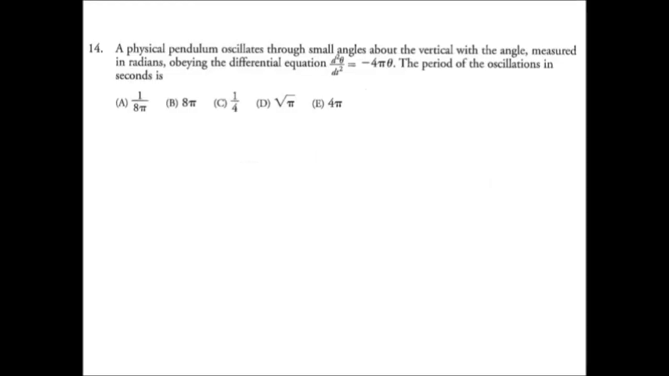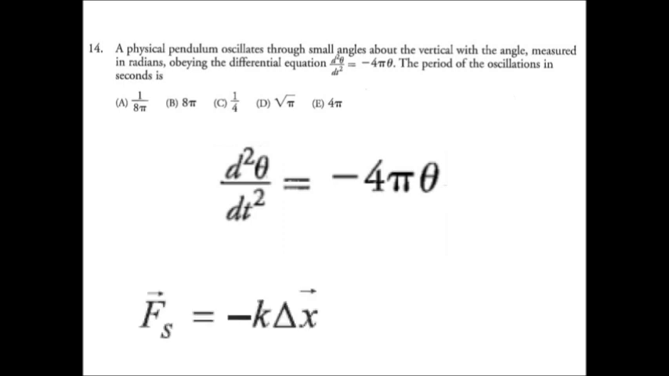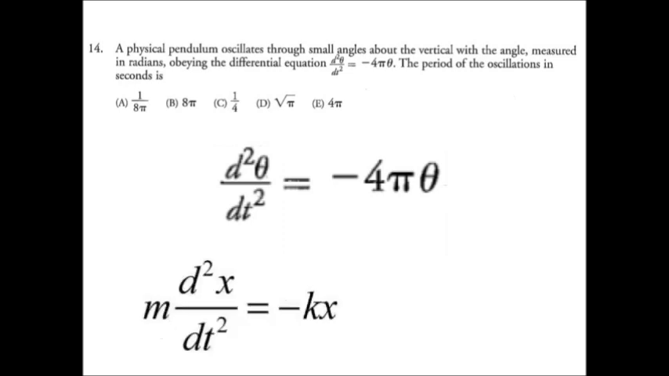A physical pendulum oscillates through very small angles about the vertical with the angle measured in radians, obeying the differential equation d2 theta dt squared is equal to negative 4 pi theta. What's the period of oscillations? Well, here is a simple harmonic type of equation. I know one when I see one, and I know that this is simple harmonic motion because it's just like a spring. It might not look just like a spring, but isn't force equal to mass times acceleration? And there we have a second derivative in the opposite direction and proportional to the displacement.